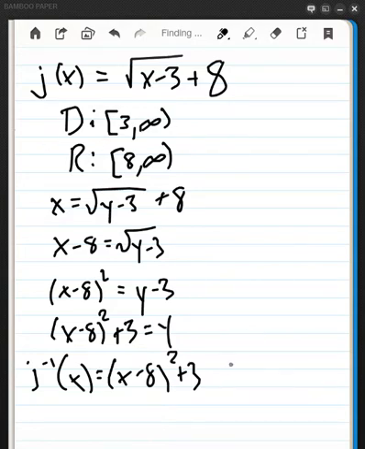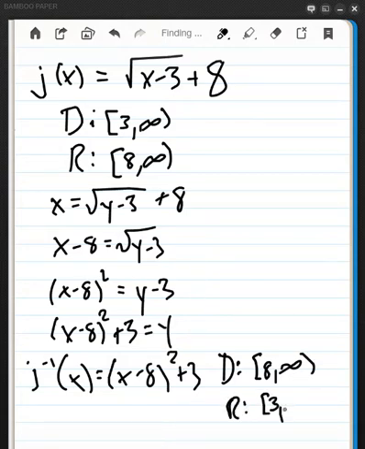When we carry this down, we're going to say that the new domain was what used to be the range of the original, from 8 to infinity. And the new range is the domain of the original, which is 3 to infinity. This domain restriction cuts the parabola right down through the vertex and only looks at the x values from the vertex to the right. That is a one-to-one function because we've eliminated the other half of the parabola, which would cause the parabola to fail the horizontal line test.